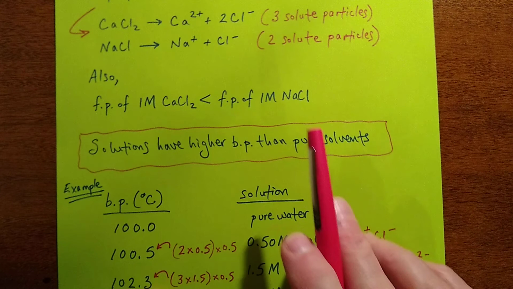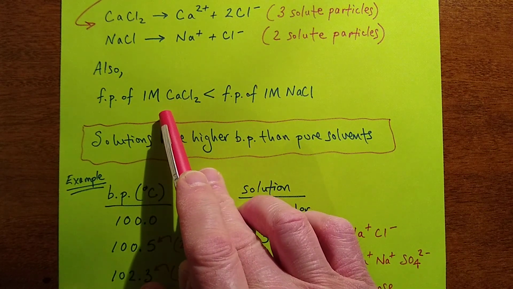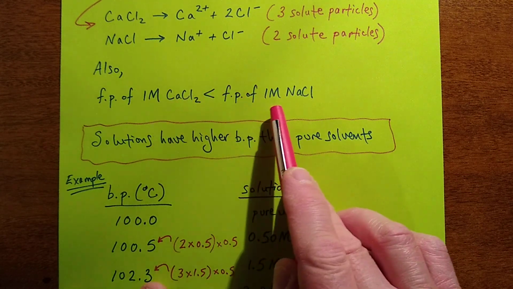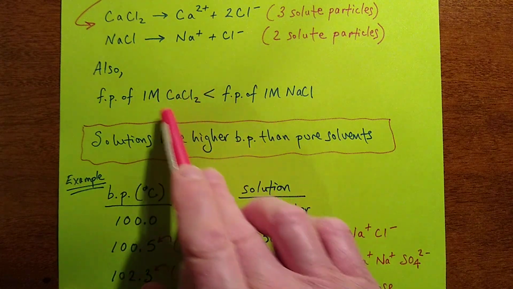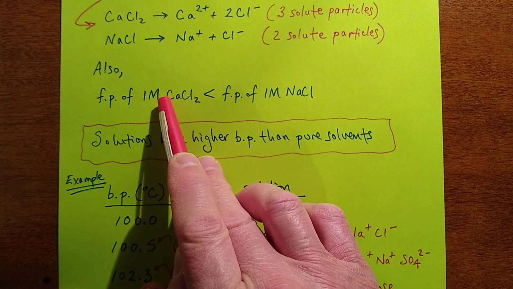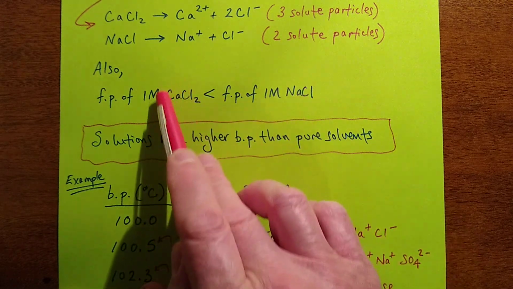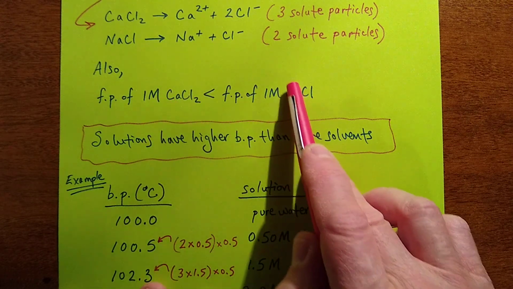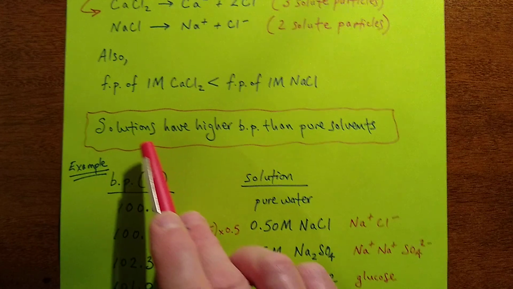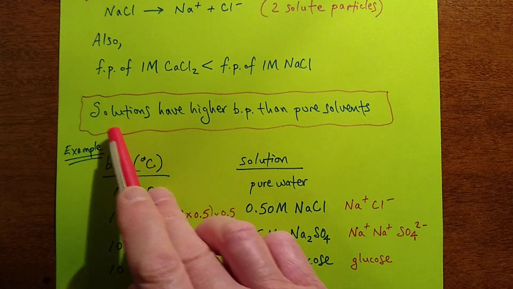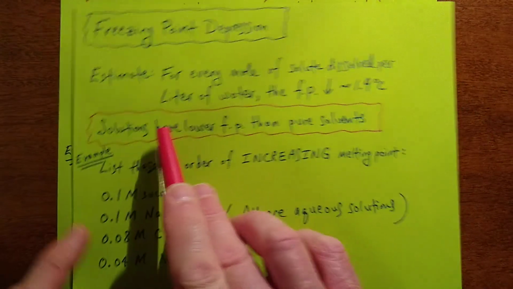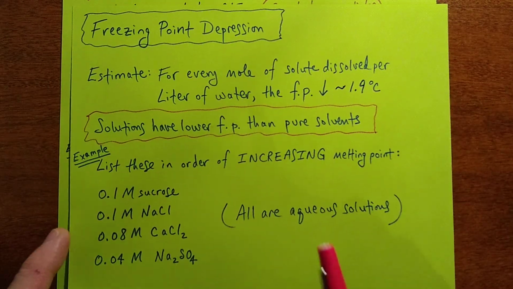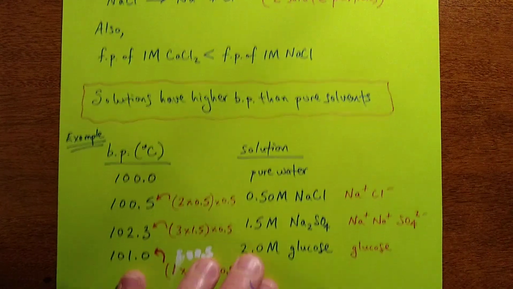But it also will lower the freezing point more than the freezing point of the sodium chloride. Since more particles are formed here when this dissolves, this will have a lower freezing point than the sodium chloride. So to summarize, solutions always have a higher boiling point than pure solvents, and they always have a lower freezing point than the pure solvents.